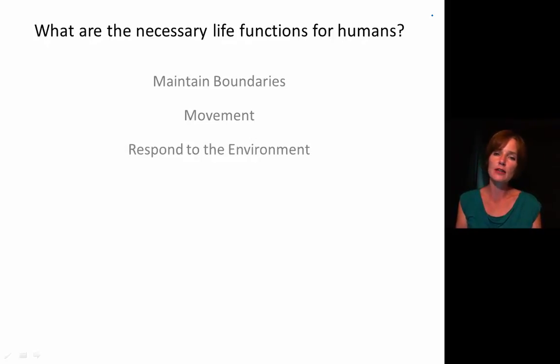Okay, so movement. We also have to be able to respond to the environment. So when we respond to the environment, we've got to be able to take in stimuli and then react to those stimuli. The nervous system is going to play a major role in the response to the environment. Digestion is important. We have to be able to take in food and extract the nutrients from that food. Our cells require energy. The activities that we perform require energy, and digestion is going to help us get that energy.